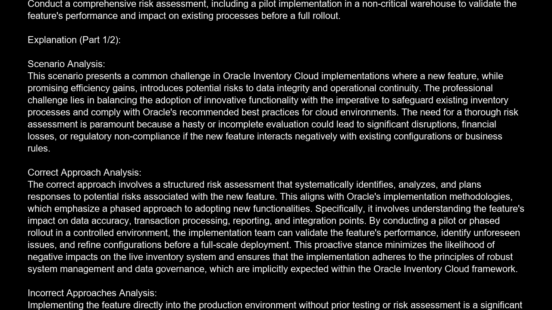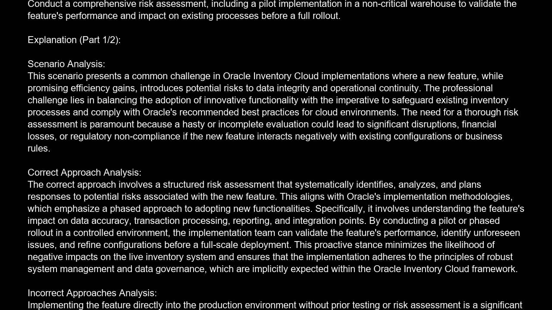Correct approach analysis. The correct approach involves a structured risk assessment that systematically identifies, analyzes, and plans responses to potential risks associated with the new feature. This aligns with Oracle's implementation methodologies, which emphasize a phased approach to adopting new functionalities. Specifically, it involves understanding the feature's impact on data accuracy, transaction processing, reporting, and integration points.